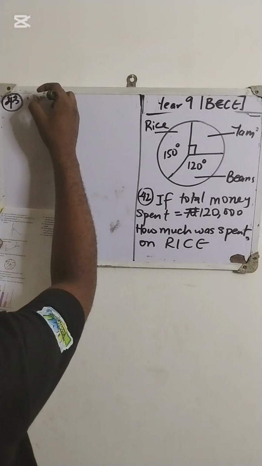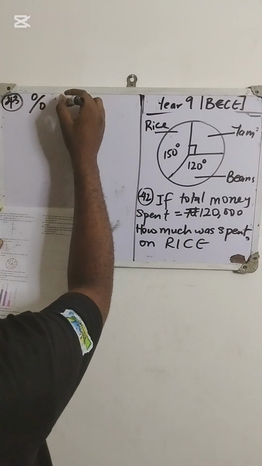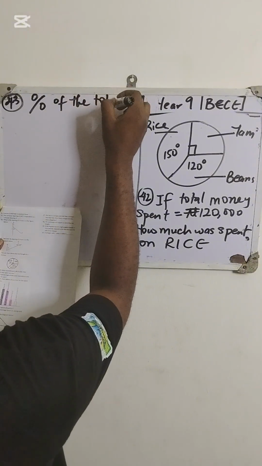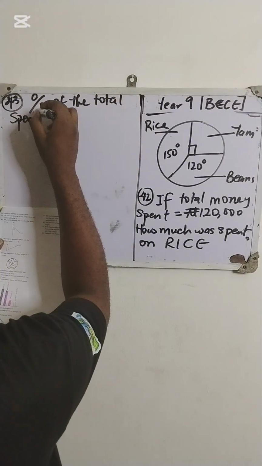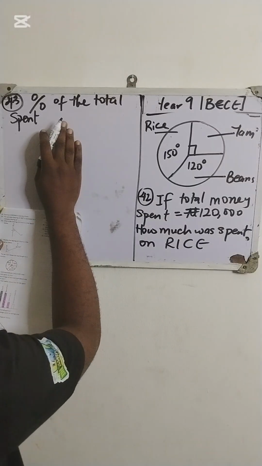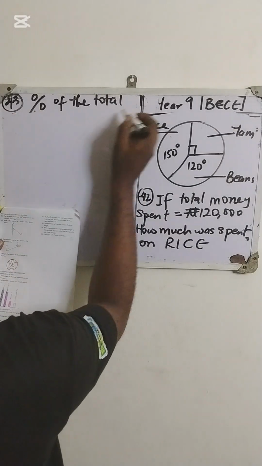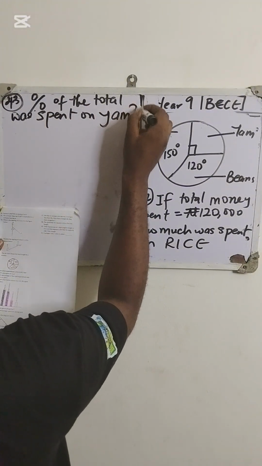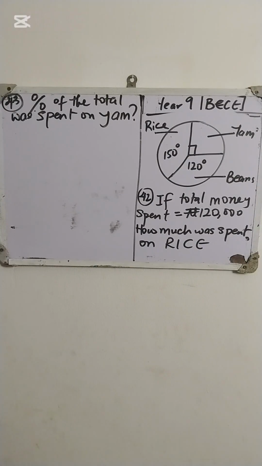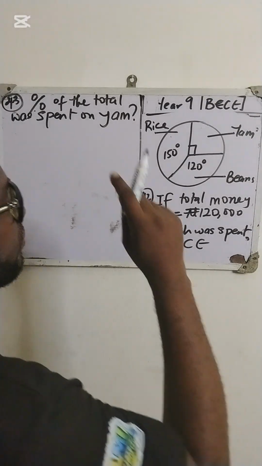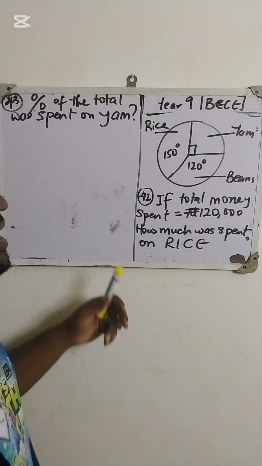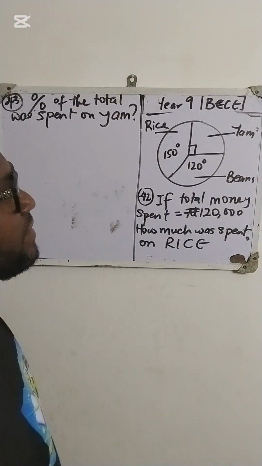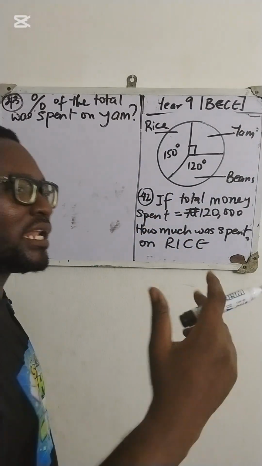That's it. The 3 says, what's the percentage of the total spent? What percent of the total was spent on yam? Okay. I just have to cut short the question. Let's move right in. Now, if the total money spent is 120,000, how much was spent on rice? Now, we don't have any number for rice, but we definitely have an angle for rice. And that angle is what?